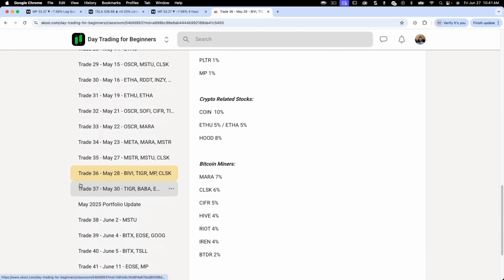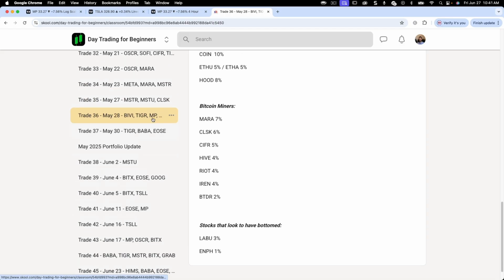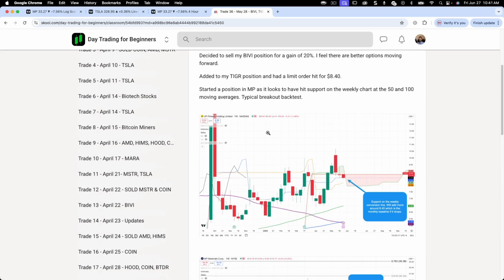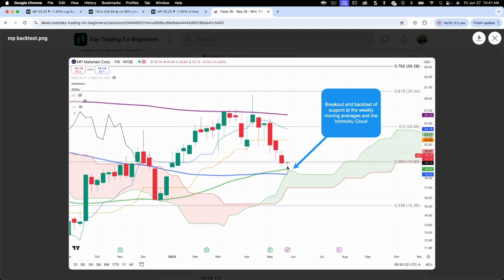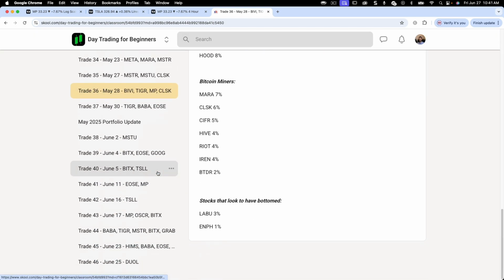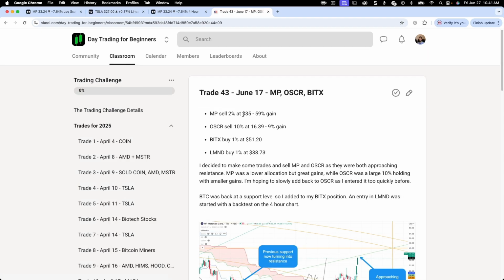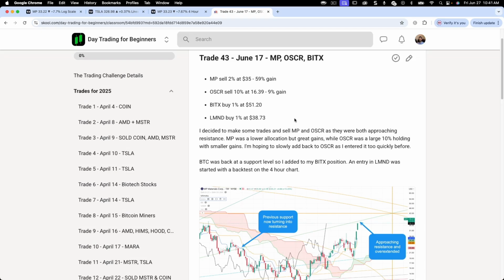And on May 28th, I entered the trade of MP in a small position here. And I'm going to explain why I entered it here. And then on June 17th, I exited the position for a 59% gain. So I'm going to explain my entry and my exit.